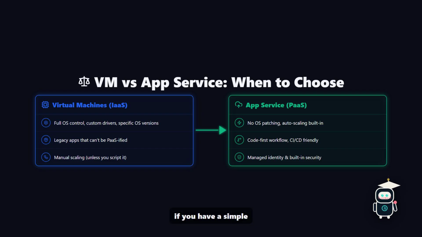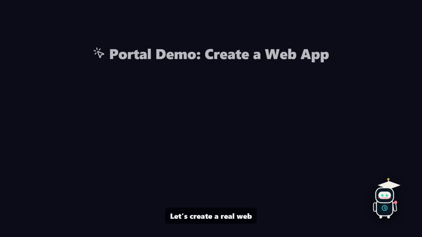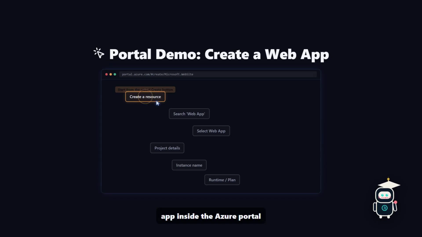Audit your current deployments. If you have a simple web app on a VM, migrate it using App Service Migration Assistant. Let's create a real web app inside the Azure portal so you see exactly how it works.